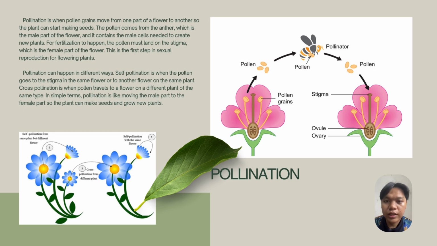Pollination can happen in different ways. Self-pollination is when the pollen goes to the stigma in the same flower or to another flower on the same plant. Cross-pollination is when pollen travels to a flower on a different plant of the same type. In simple terms, pollination is like moving the male part to the female part so the plant can make seeds and grow new plants.